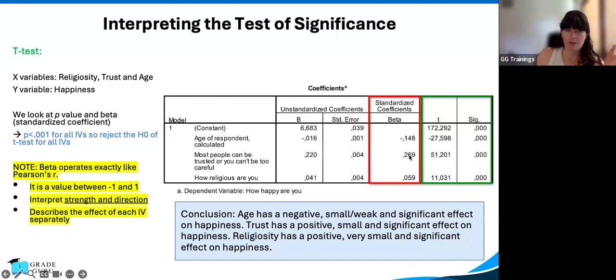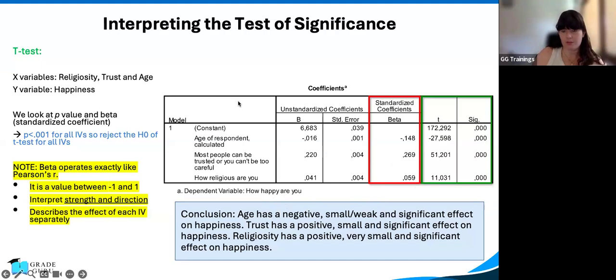And the beta is positive, also still fits into the weak category. So trust has a positive, weak, and significant effect on happiness. Okay, and then religiosity, the last one, positive, and I would say very weak. So religiosity has a positive, very weak, and significant effect on happiness. Okay, and that's all there is to interpreting regression.